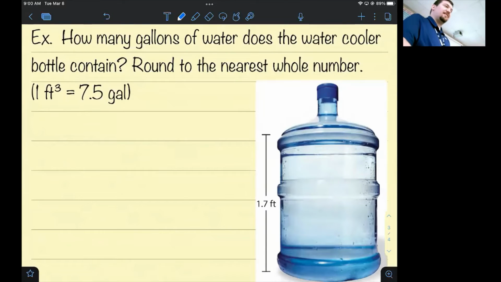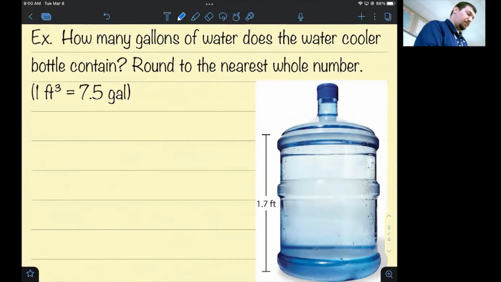How many? Ooh, hey, it's like our gas problem, except I wouldn't put gas in one of these unless you want to die. How many gallons of water does the water cooler bottle contain? I wouldn't drink anything but water out of one of these. It says round to the nearest whole number. Now, if I'm talking about the gallons of water inside, that's volume. I'm not talking about the space around it, but the space inside of it.